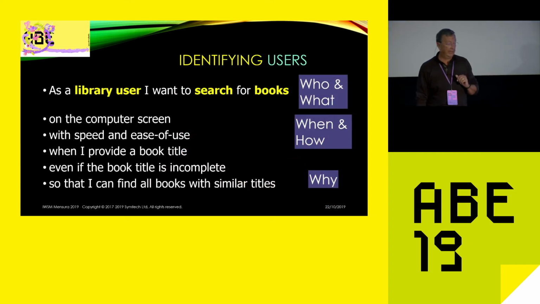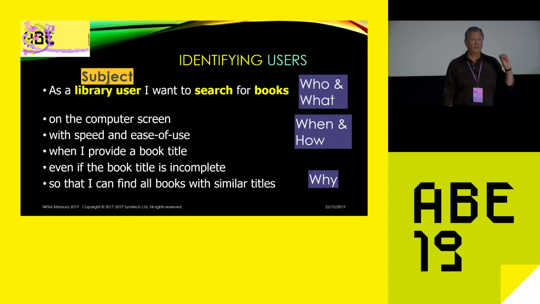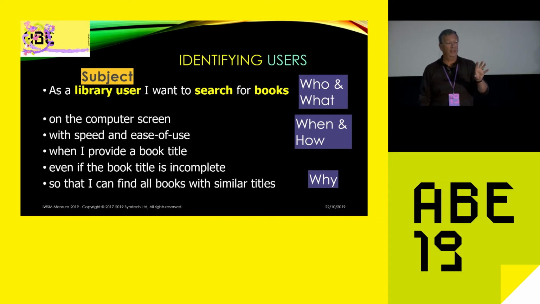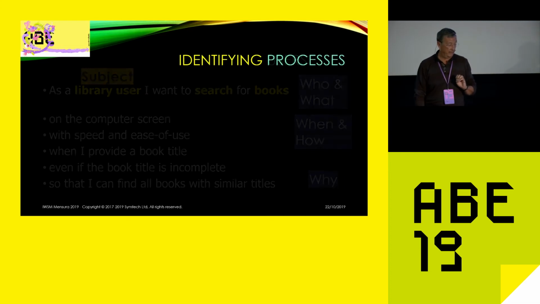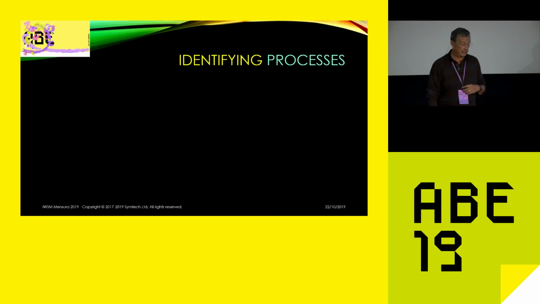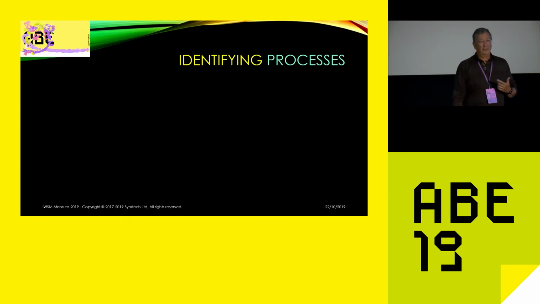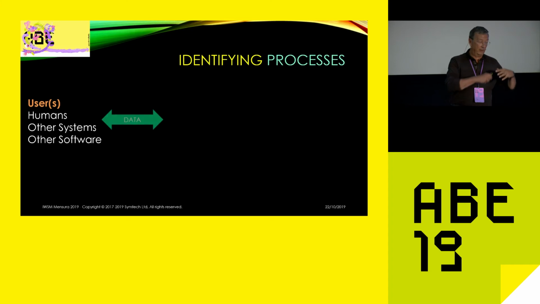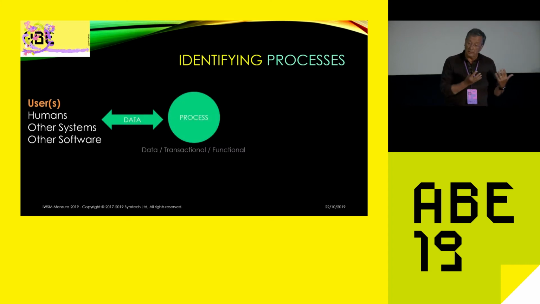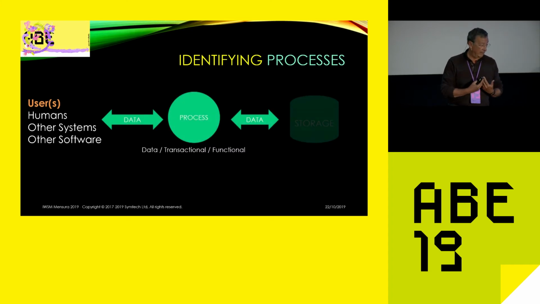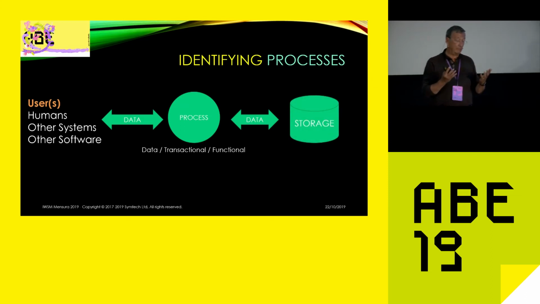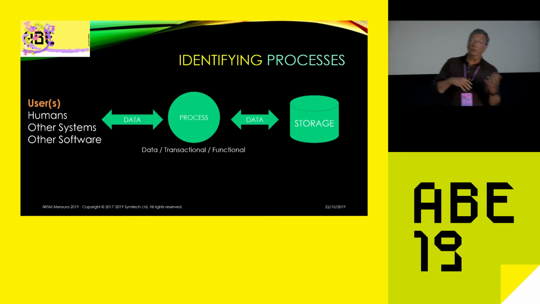Well, at the very beginning, it's the subject of the sentence, as a, and there's my user. So that's quite easy to find the users. Now I need to identify processes. Well, first of all, I need to define what a process is. It's when one of the users, be human or otherwise, passes data into a process. That process can be a data process, a transactional or a functional process, and then it will also access storage information and process.